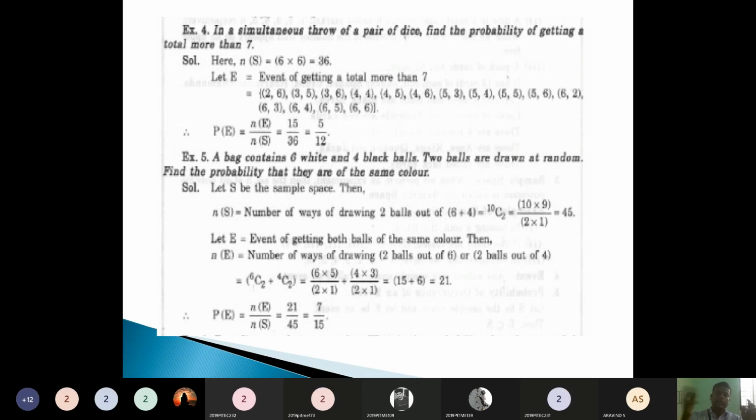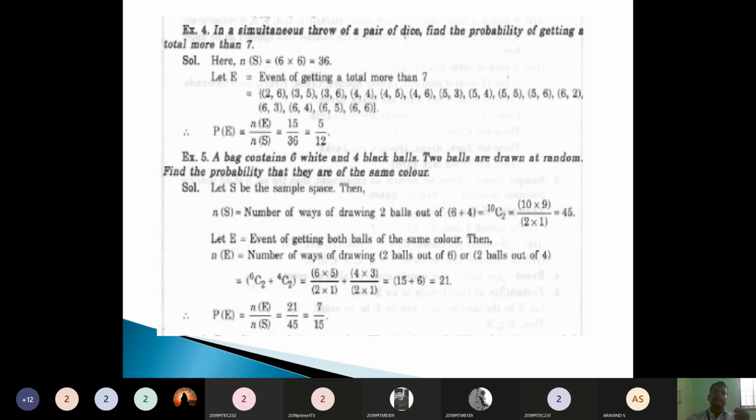Okay, so when you throw a die, we all know that game from lower classes. Whatever is on the top surface is the counter. So here, what are the possible outcomes? Here the summation is more than 7. See, the event E is 2 6.